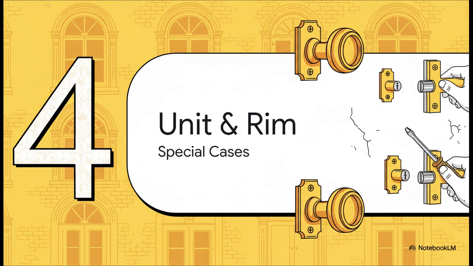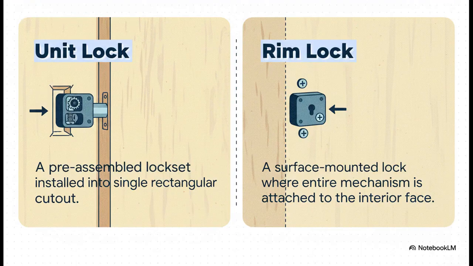Okay, so we've covered the 2 big ones, but what about those tricky situations? Like a retrofit or a historic building where you can't just start cutting new holes everywhere. That's where our 2 special cases, the unit and rim locks, get to shine. The unit lock is pretty clever. It comes from the factory completely pre-assembled. It's designed to just slide into a single rectangular cutout on the face of the door, which makes installation a breeze. It's basically a prefab lock.